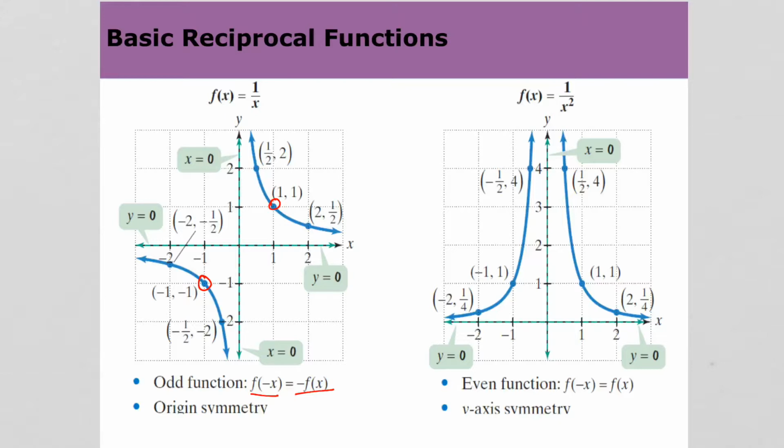For the second picture, it's an even function. If you plug in f of negative x, you get f of x. So 1, 1 would give you, or negative 1, 1 would give you back to 1, 1. And it has y-axis symmetry because it's symmetric about the y-axis.